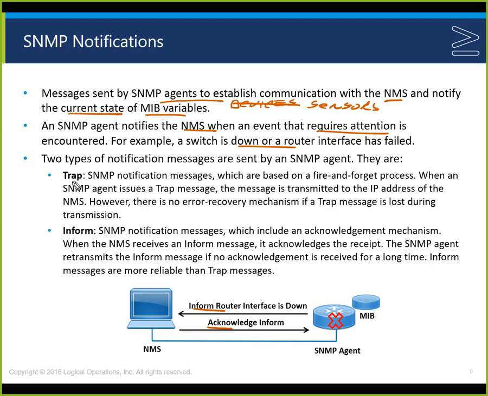Two types of notifications are a trap notification message, which is based on a fire and forget process, and then an inform message, which includes an acknowledgement. And here it shows the inform message has an acknowledge that goes with it. A trap message, you never know if it actually got there or not. An inform message, you do. And again, whatever is configured is what is going to be used for these things.